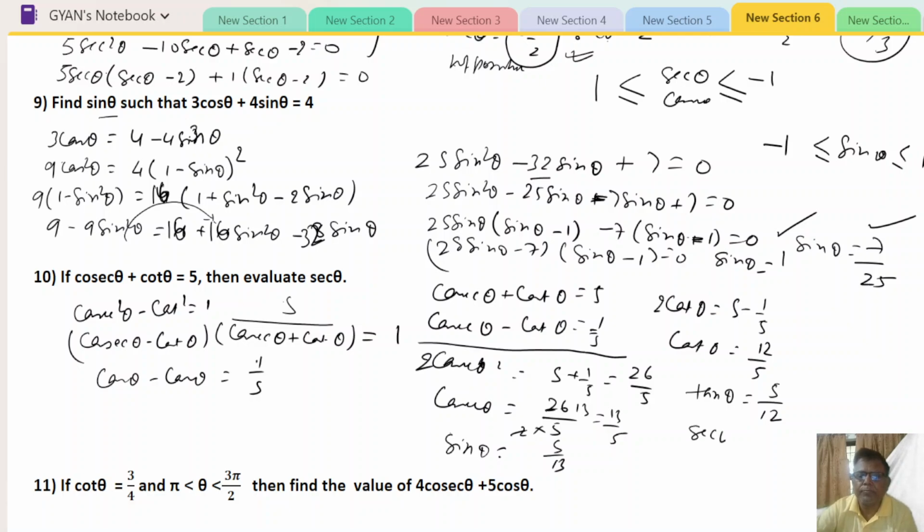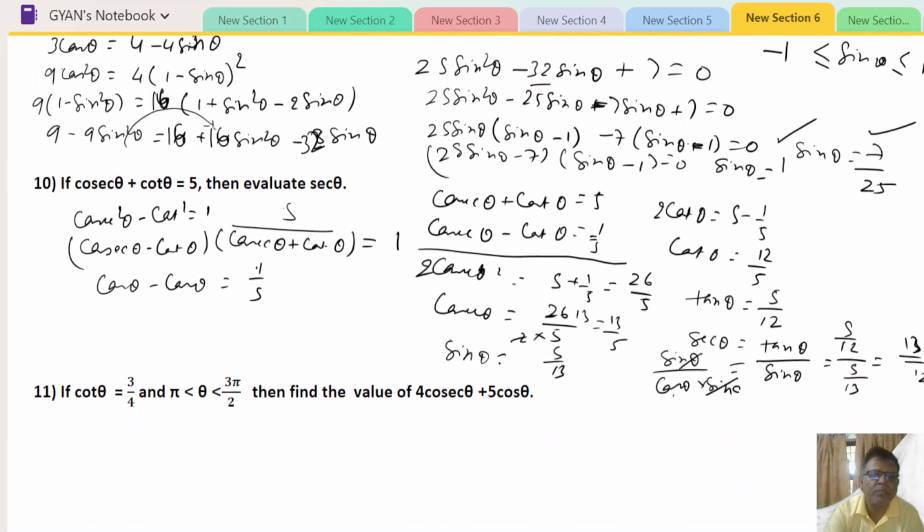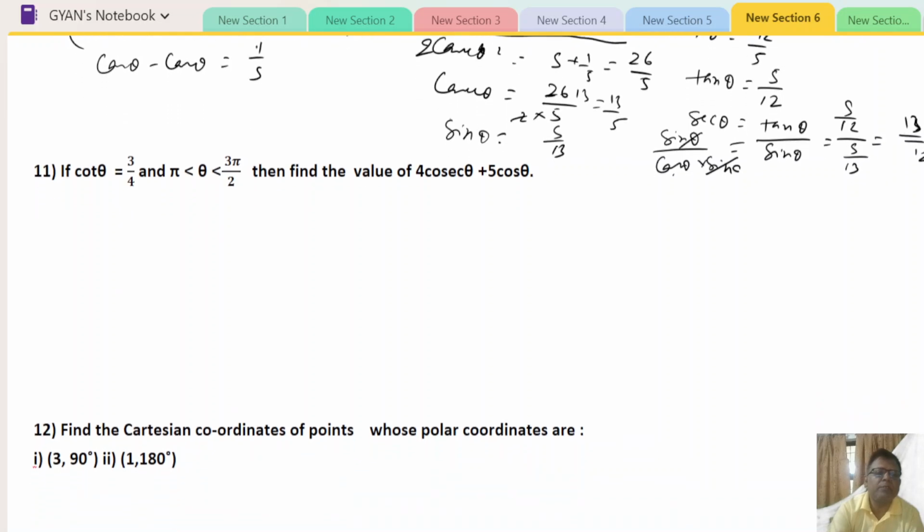Now they are asking for sec theta. So sec theta is equal to tan theta divided by sin theta. Tan theta is 5 by 12 and sin theta is 5 by 13, so that is equal to 13 by 12. How is this? This is sin theta by cos theta into sin theta; sin theta gets cancelled, and 1 by cos theta is sec theta. So this is the answer of question number 10.